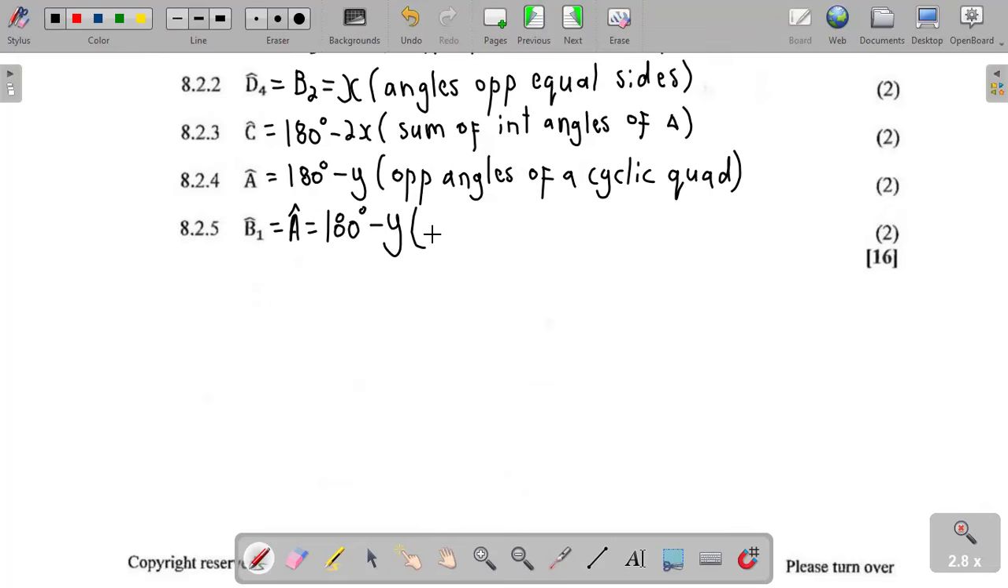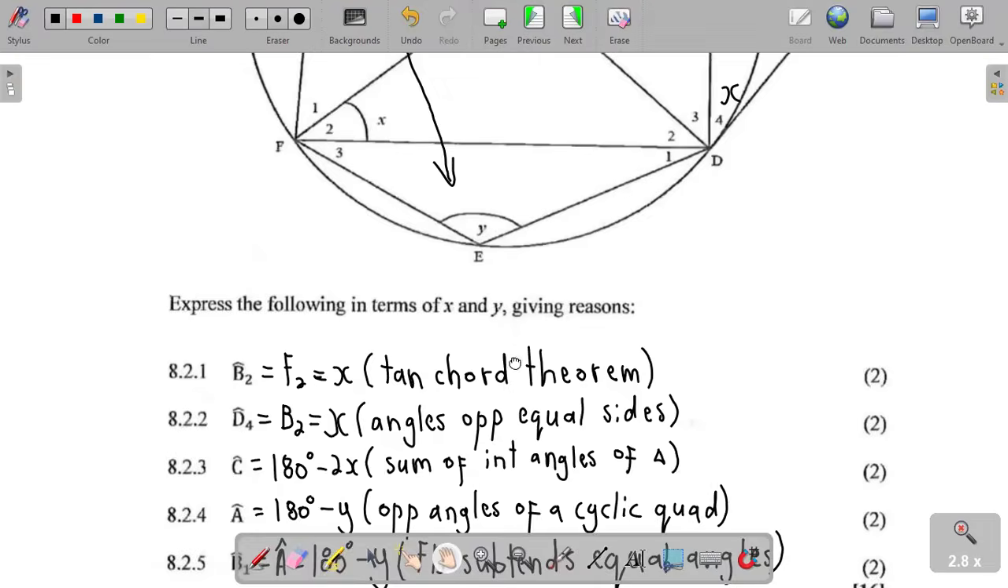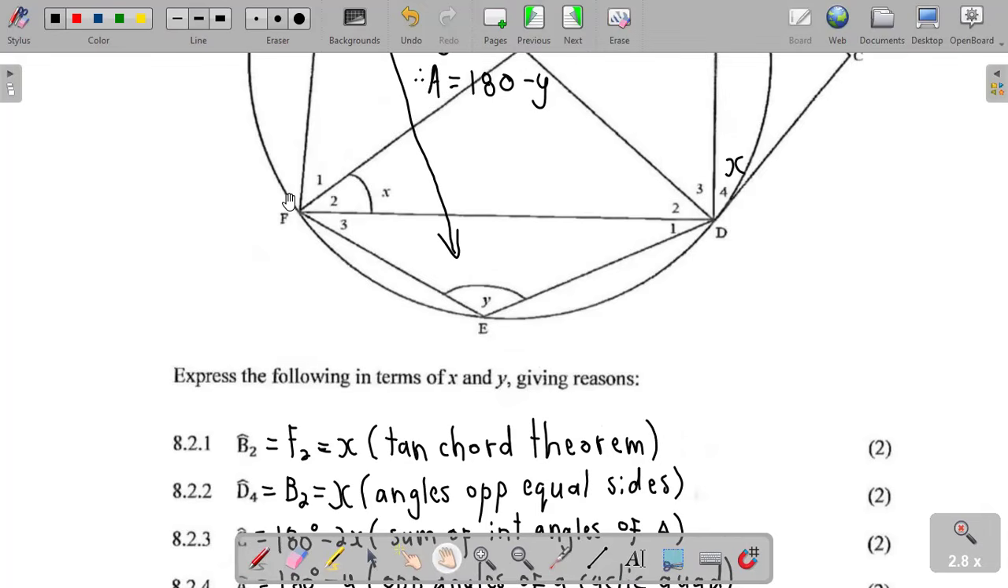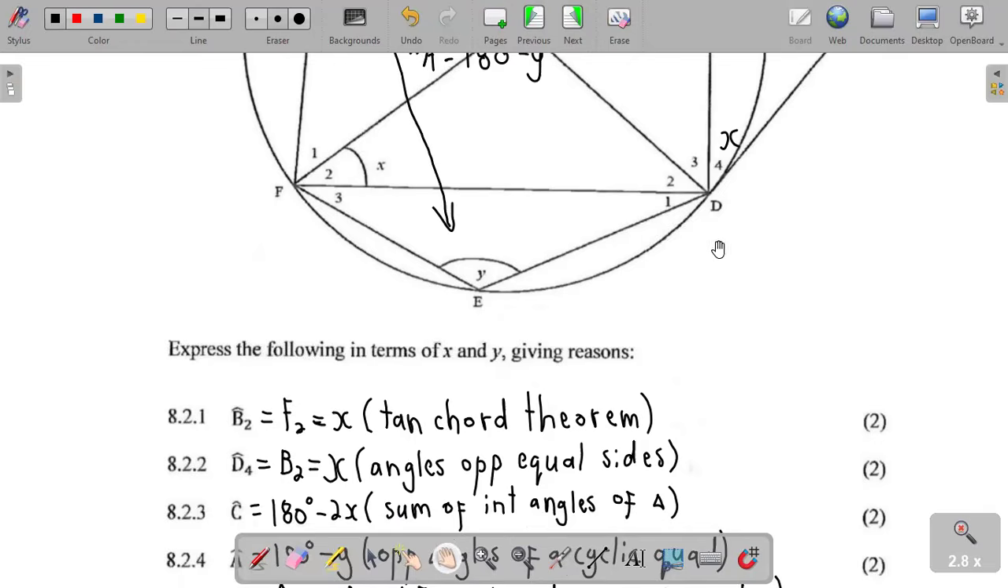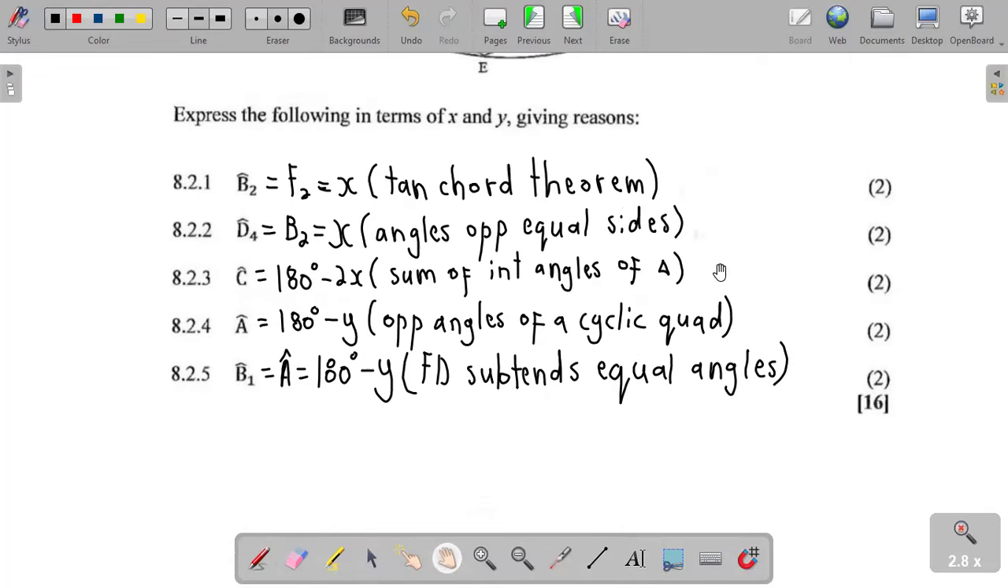The reason here is that what? FD subtends equal angles, because both of those angles are subtended by FD. You see, FD, which is this chord here from F to D.